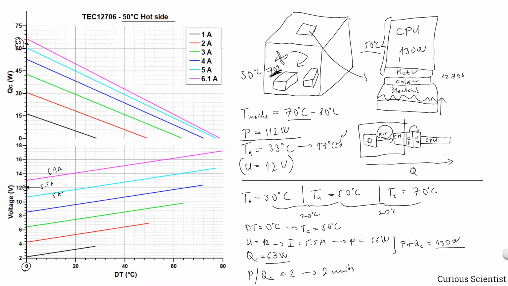But we also have to make sure that we cool the hot side quite nicely, because by 1 unit we generate 130 watts, which consists of 2 terms.